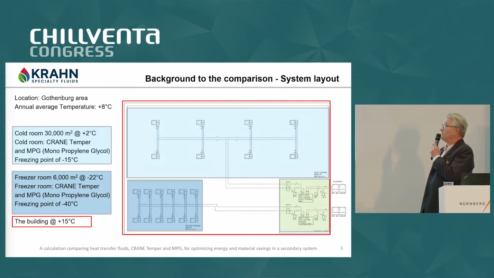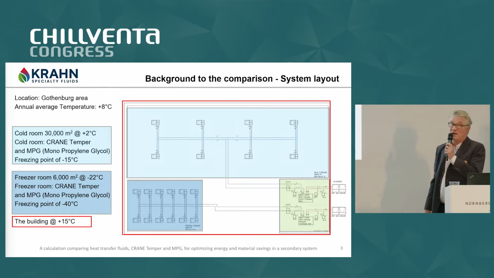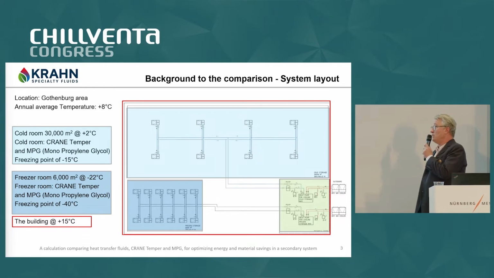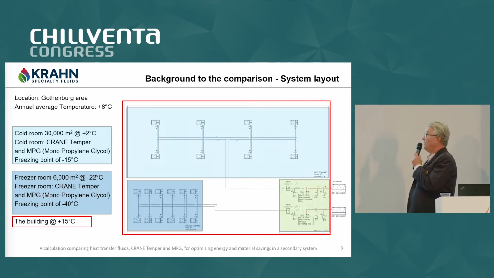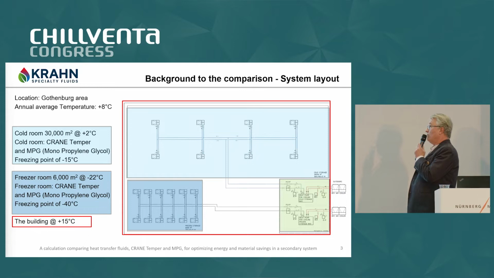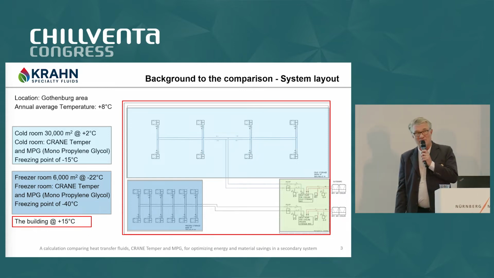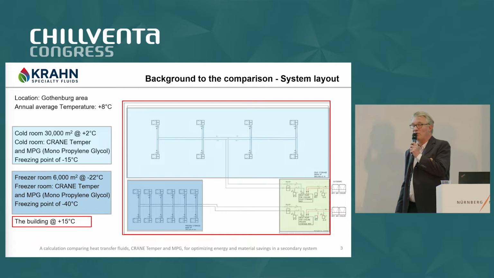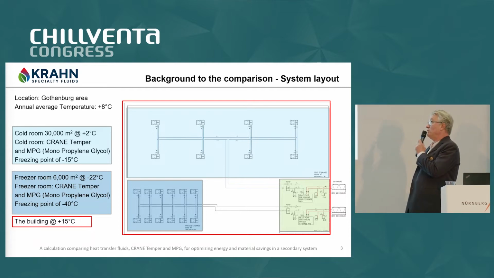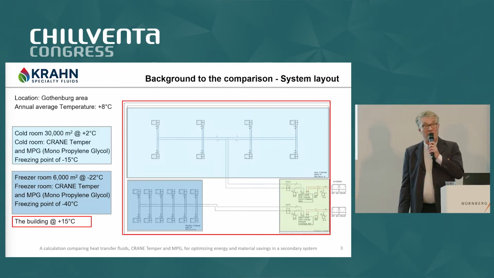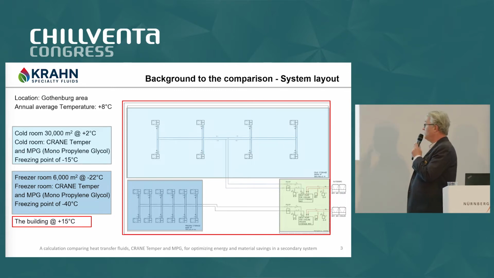And later on, we come to a freezer storage where the area is 6,000 square meters with an air temperature inside of -22. Therefore, we use Kran Temper -40, which has a freezing point of -40, and compare it with monopropylene glycol. Perhaps someone will ask, why do you use monopropylene glycol at this low temperature? But we said we will compare with MPG because everybody knows about MPG.